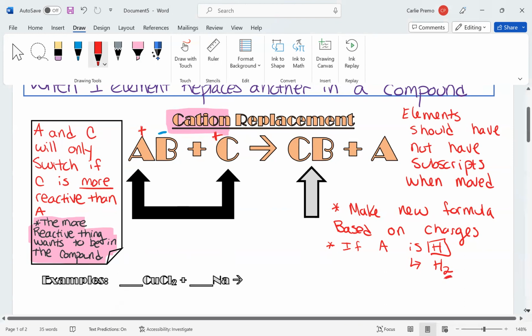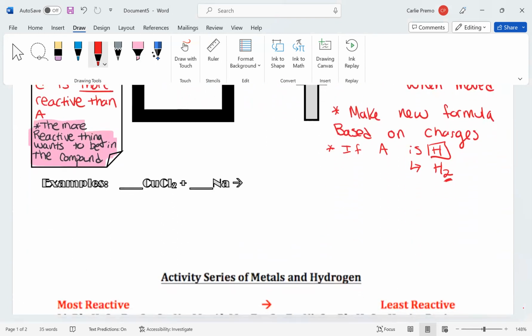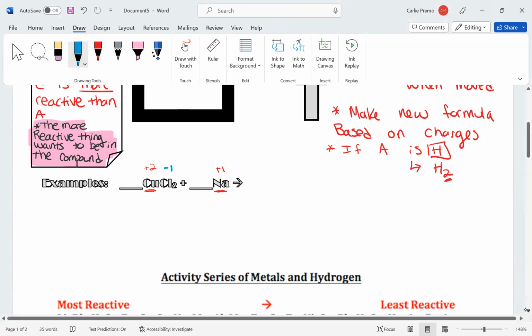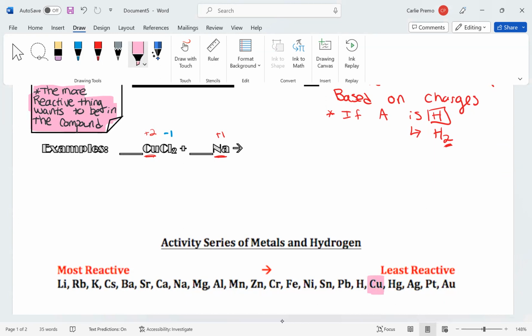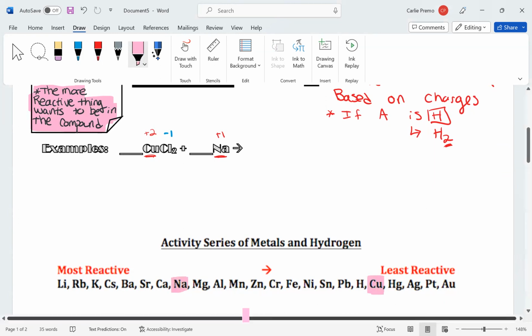So let's go and look. We have our first example here. We have copper, we have chlorine, and we have sodium. In this case, copper is +2, sodium is always +1, and chlorine is -1. Our first thing that we should be checking is, will they even switch? Looking here, we see we have copper all the way down here, and then we have sodium here. The farther left on the series, as you can see, is more reactive. So in this problem, and in general, sodium is more reactive than copper, meaning it needs to be the thing that ends up in the compound.